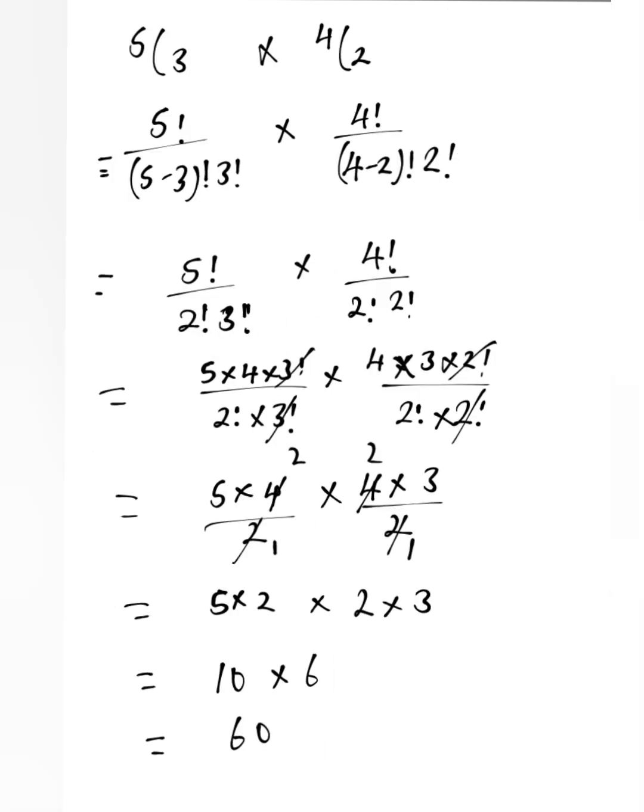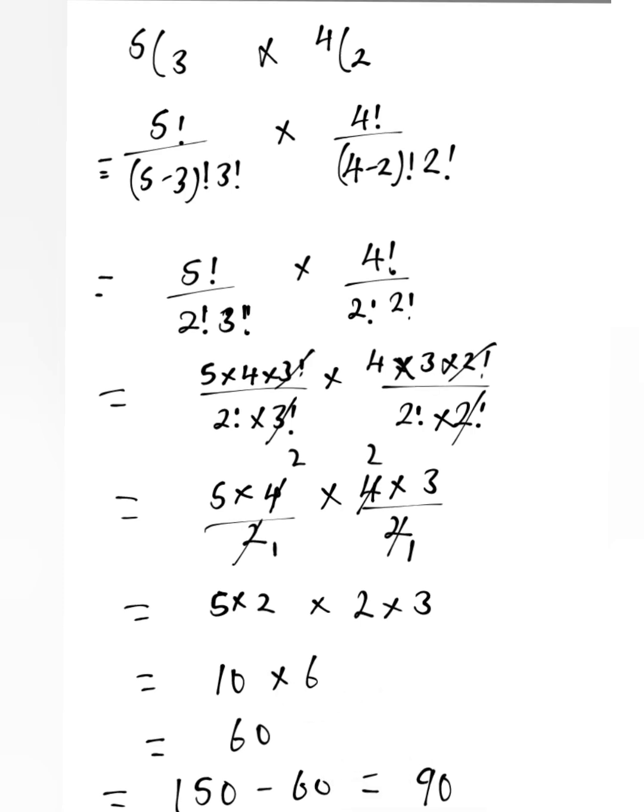So the answer becomes 150 minus 60, and this will give us 90. So there are 90 of the committees that can be formed where those two girls will not appear. So let's move on to the C part of the question.